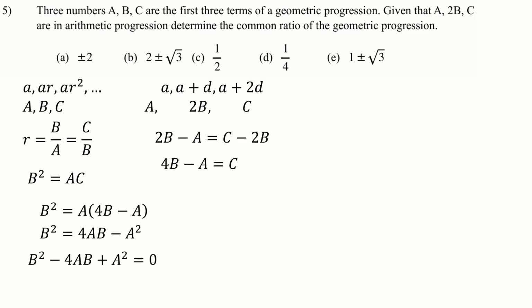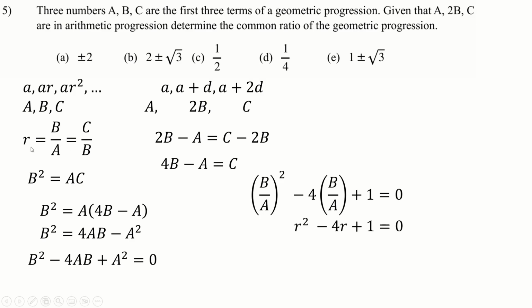The reason that it's helpful is a really nice trick. We're being asked for R, the common ratio of the geometric progression, but R is B over A. So what we can do here is divide everything by A squared, and we'll create a quadratic in terms of B over A. Super nice trick, but of course B over A is itself R, so we actually make a quadratic in terms of R, which we can then solve using completing the square or the quadratic formula or whatever you want to do, and we'll end up with our answer.